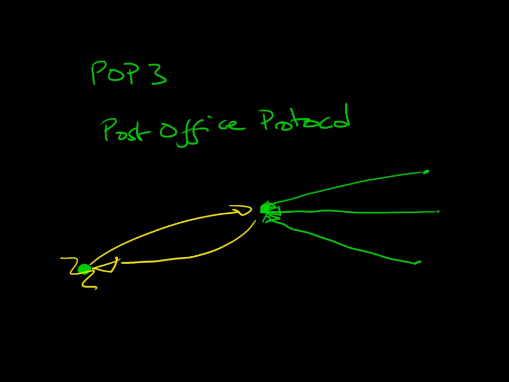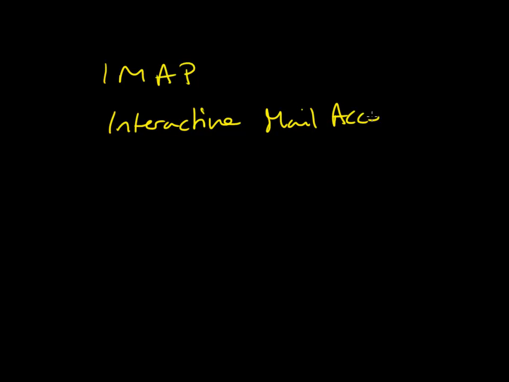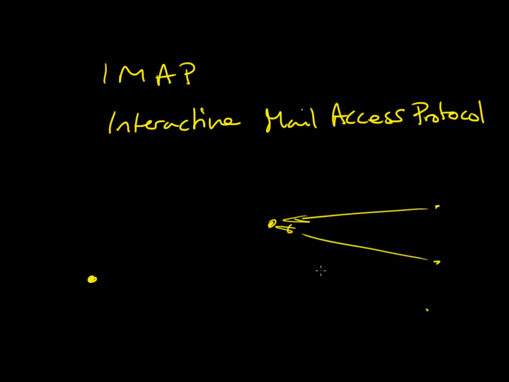So a newer system was made called IMAP, and this is another protocol for delivering mail messages, email messages, and this one stands for Interactive Mail Access Protocol. And what this does this time, so we've got all our different computers, we've got our server, and we have your computer over here. So all these computers send you email, and that gets stored on a central server.